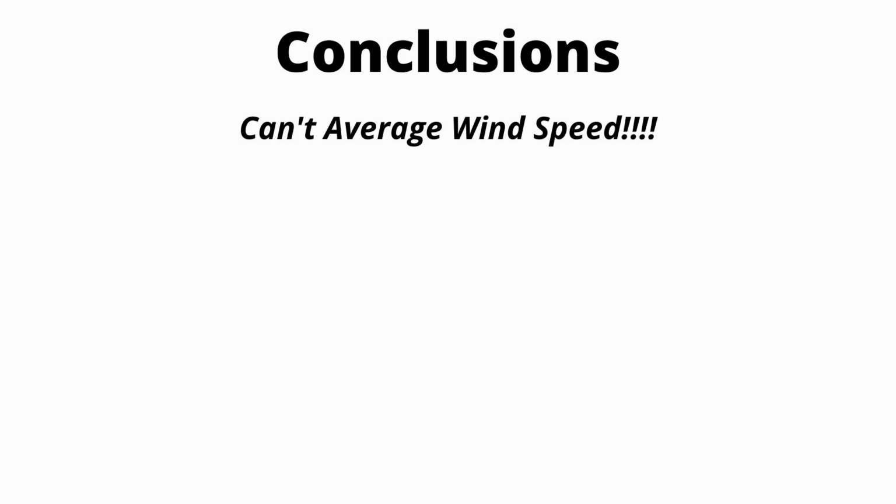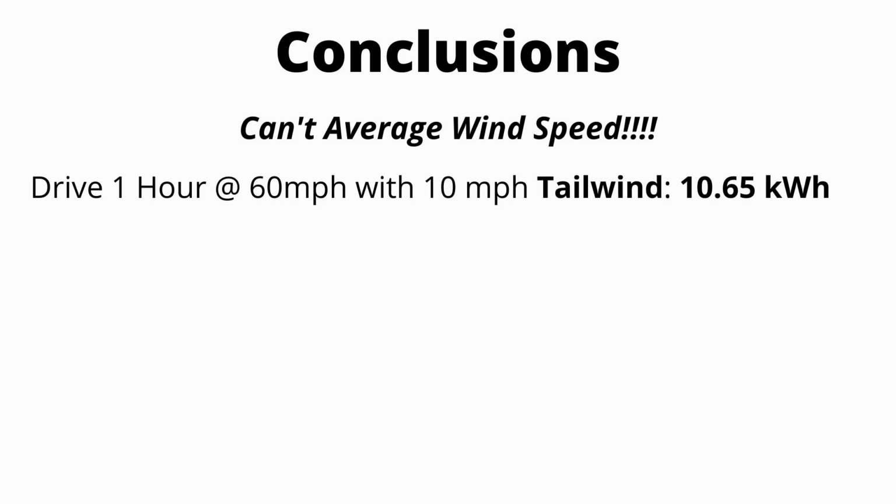So what did we learn from going through all those tables? Air resistance is equivalent to velocity squared. So multiply your velocity by 2 and you multiply your force of air resistance by 4. So the faster you go, the more and more power you need to overcome those forces. And there's one more thing, which is you cannot average wind speed when taking it into account. So I'll lay out a really simple example. Let's say you're driving an hour at 60 miles an hour with a 10 mile an hour tailwind. So the wind is actually going to be helping you in this case.